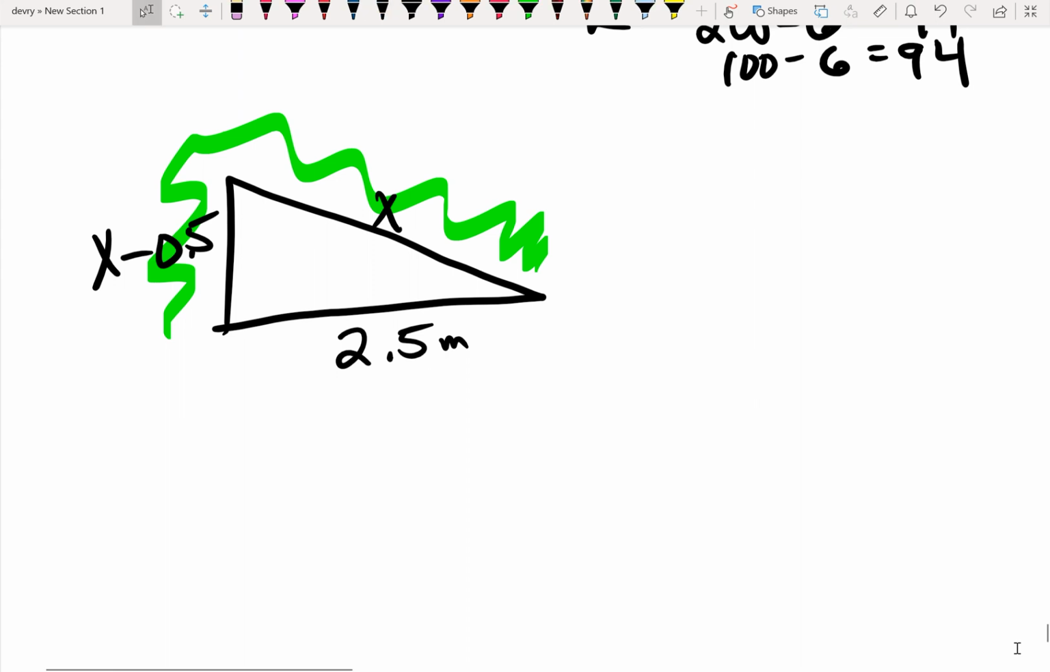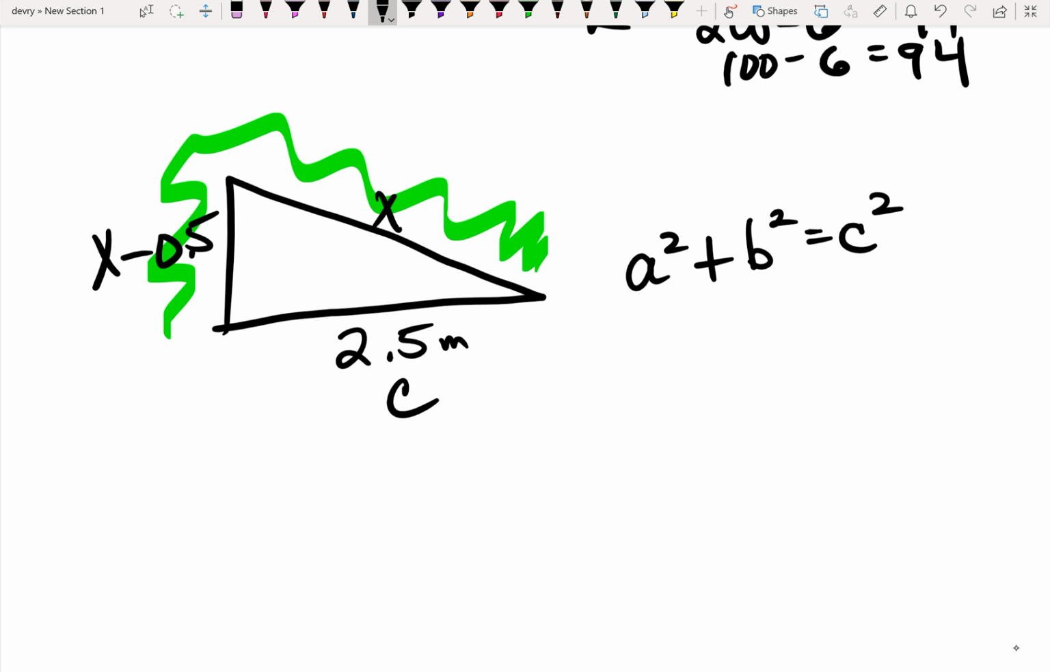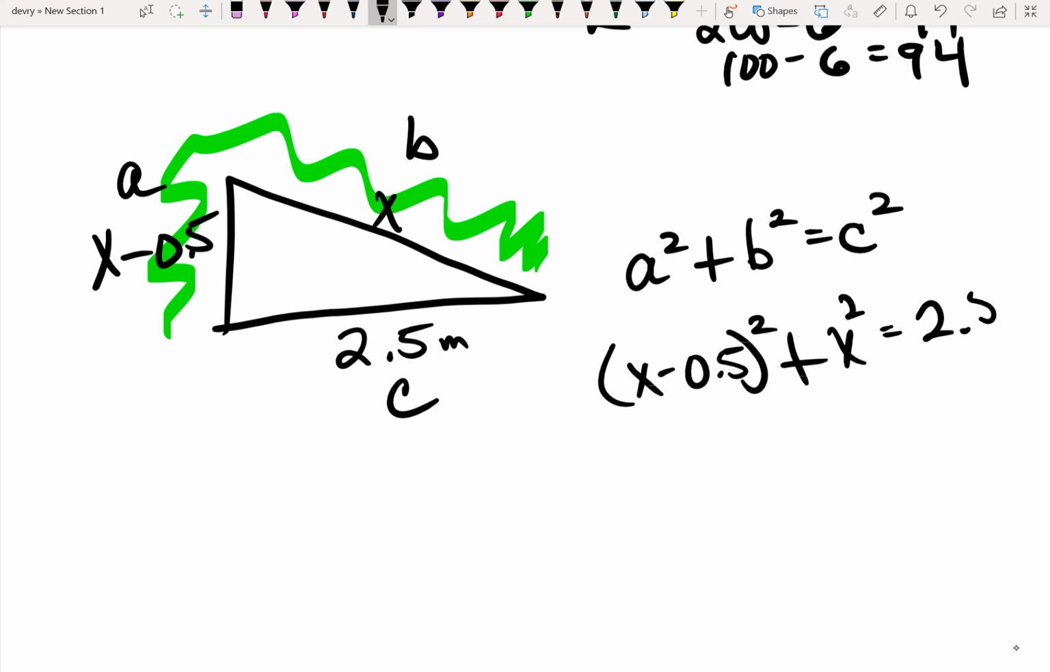Okay, so if we plug this in, we have a squared plus b squared equals c squared. Our C, this is C. Either one of these can be A or B, so let's call this A, let's call this B. So if I have x minus 0.5 squared plus x squared is equal to 2.5 squared, that's in essence the problem.